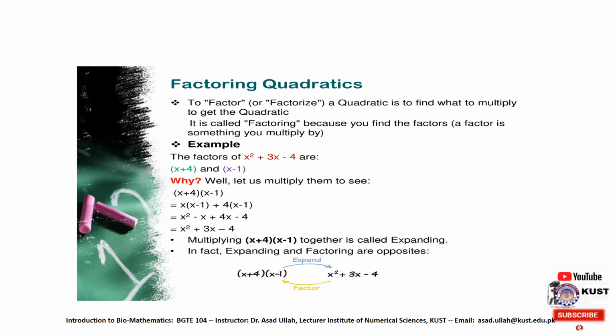Now writing this equation in expanded form, x square minus x plus 4x minus 4. Now taking common x from the first two terms, we get x into x minus 1, and taking plus 4 common from the last two terms, we get 4 times x minus 1. Now taking common x minus 1, we get x minus 1 into x plus 4. So which are the two linear factors of this quadratic equation?